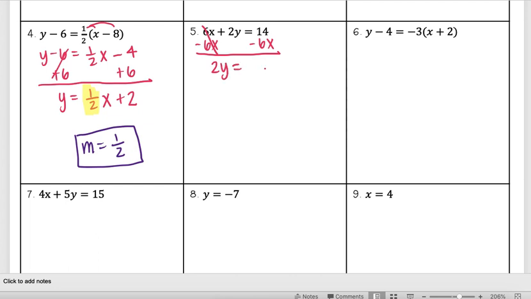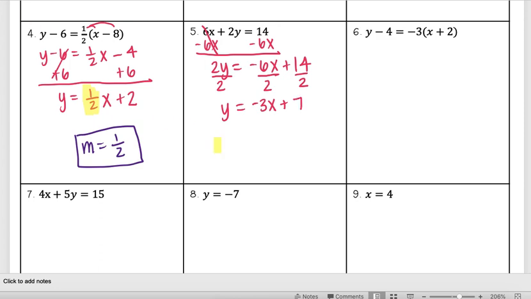So then I get 2y is equal to -6x plus 14. Now I need to get rid of that 2 with the y. So since they're being multiplied together, I need to divide. And now here is where you need to be careful. I can't just divide only the x, I need to divide every single term by 2. And so then I get that y is equal to, well, -6 divided by 2, I get -3x, plus 14 divided by 2, I get 7.